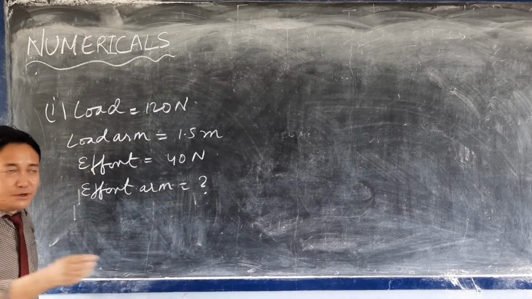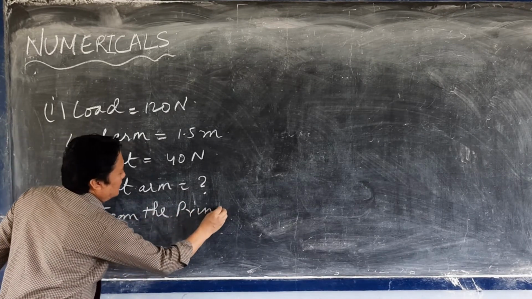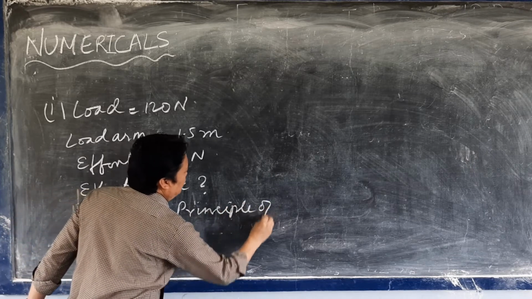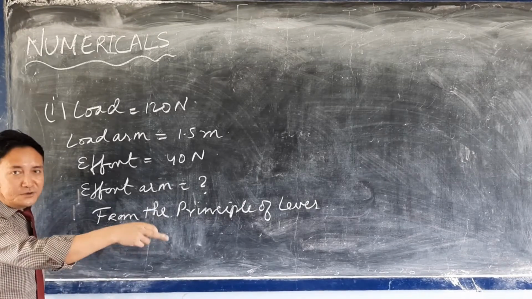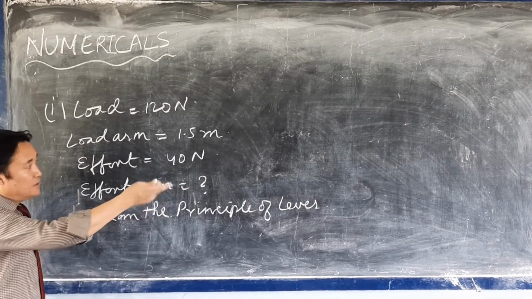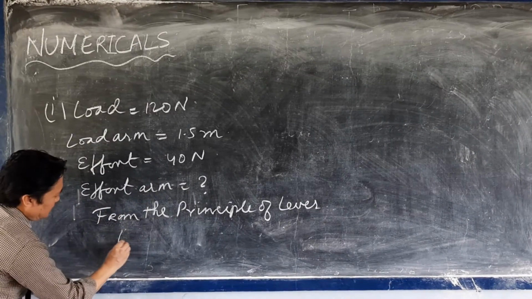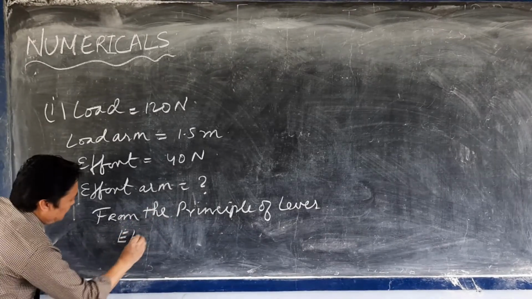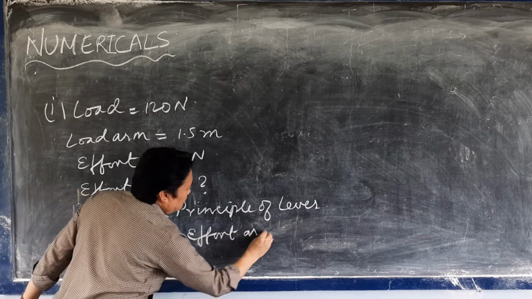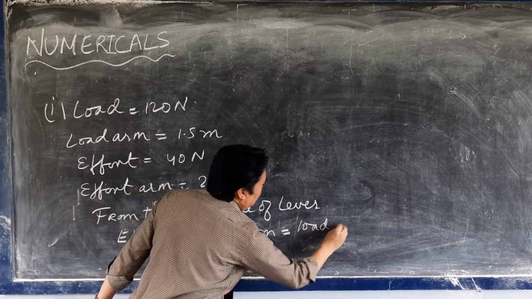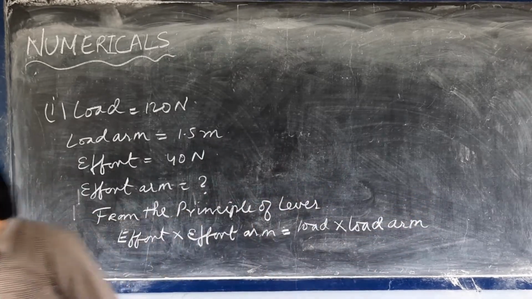Now from the principle of lever, we know that load into load arm equals effort into effort arm. Or you can write it as effort into effort arm, because you are finding the effort arm. Whatever you have to find, you write on the left hand side. So instead of writing load into load arm, I am writing effort into effort arm equals load into load arm. So this is the principle of lever.